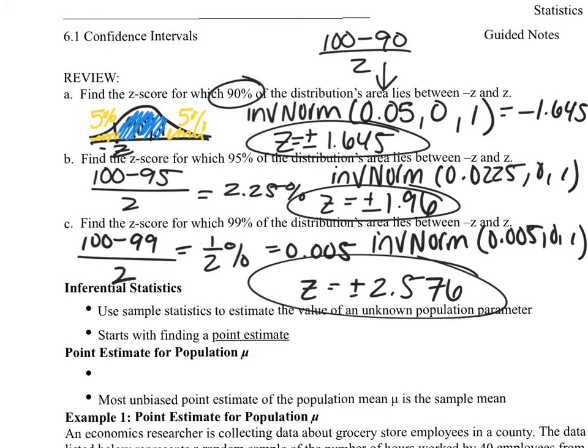Okay, so why did we choose these numbers? These three numbers, 90%, 95%, and 99%, are going to be used a lot throughout the rest of the chapter for confidence intervals. Okay? All right, so now let's get moving on the notes here.